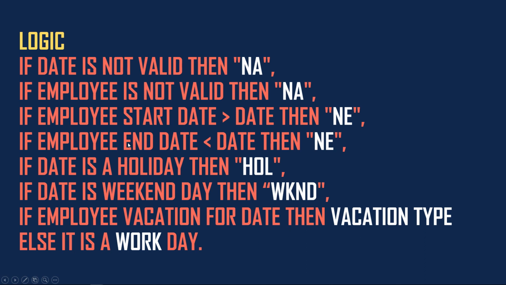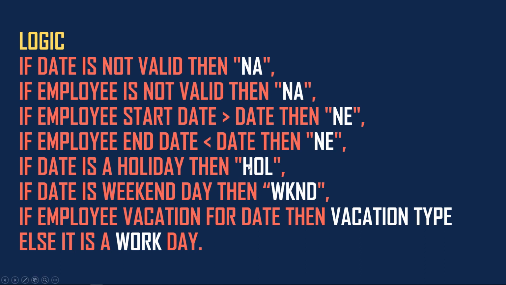If the employee end date is already happened, that means if the employee has already left the company, then show not employed, NE. If the date is a holiday, then show HOL for holiday. If the date is a weekend day, then show weekend, because we consider holidays and weekends as non-working days. So we want to make sure that we look for those.